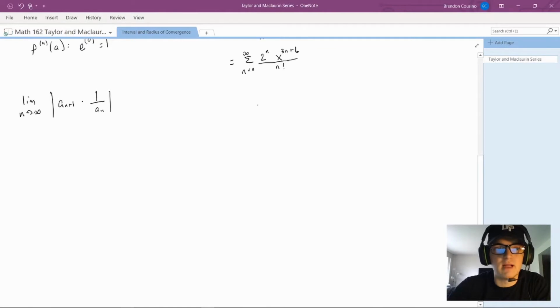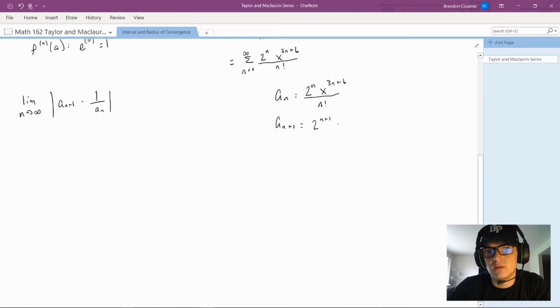So let me go ahead and write out my terms. a of n is equal to 2 to the n x to the 3n plus 6 divided by n factorial. a of n plus 1 is equal to 2 to the n plus 1 x to the 3n plus 1 plus 6 divided by n plus 1 factorial.